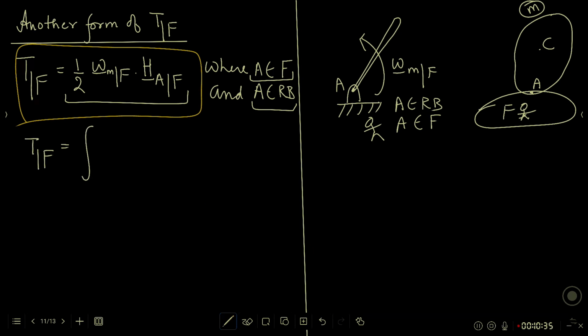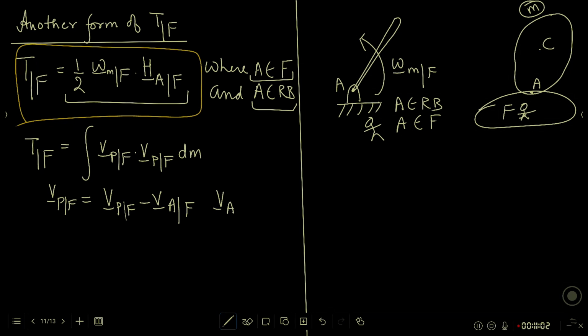Okay. I'm going to write VPF. See, VPF can be written as VPF minus VAF. VAF is 0, right? Because A is fixed in F and A is fixed on RB also. I will use that in a little while, but this expression holds true because VAF is 0, A is fixed in F. But then A is fixed in the RB also.